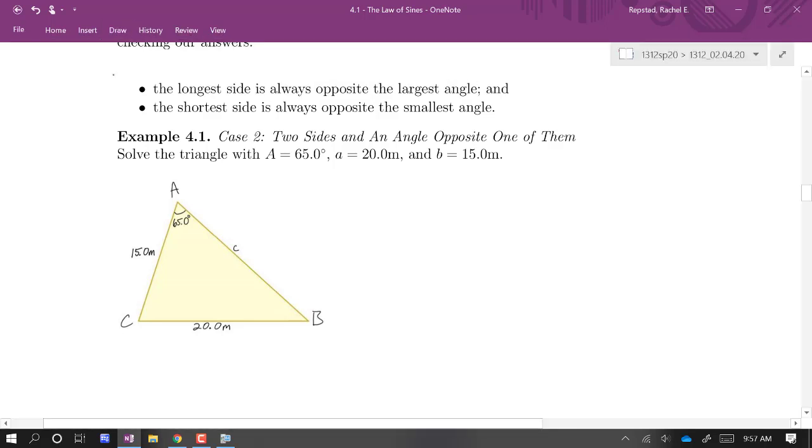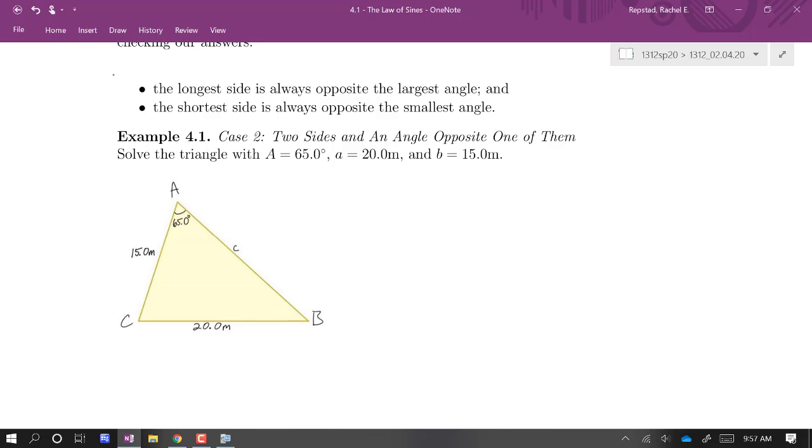Since I know the side and the opposite angle, there's one side we need to find. We're not going to use Pythagoras to find it because that won't work. And then there are two angles we need to find. So the first thing we're going to do is find an angle.